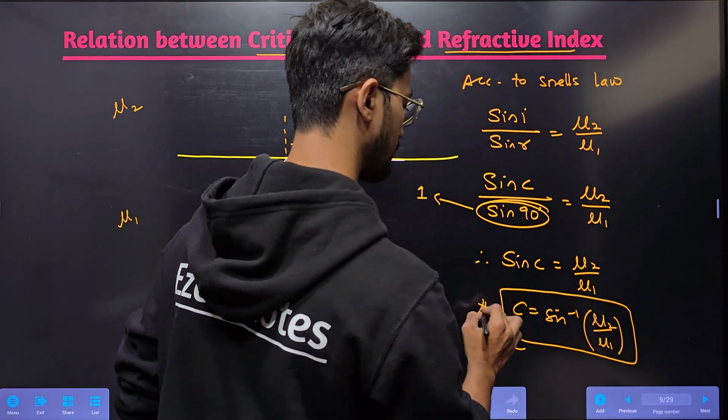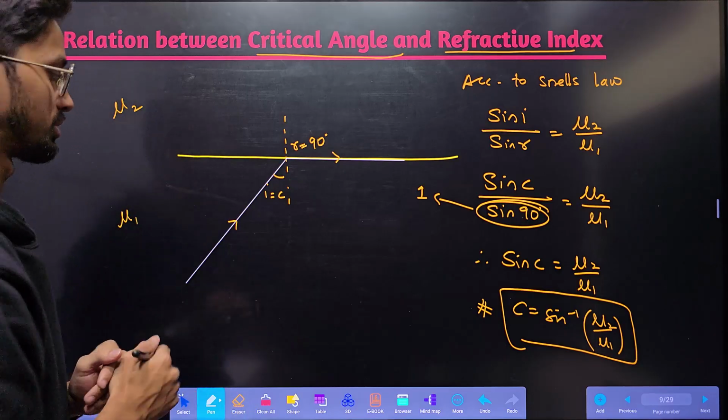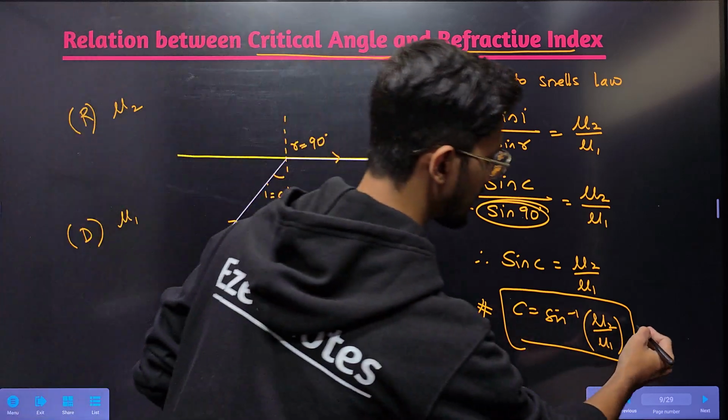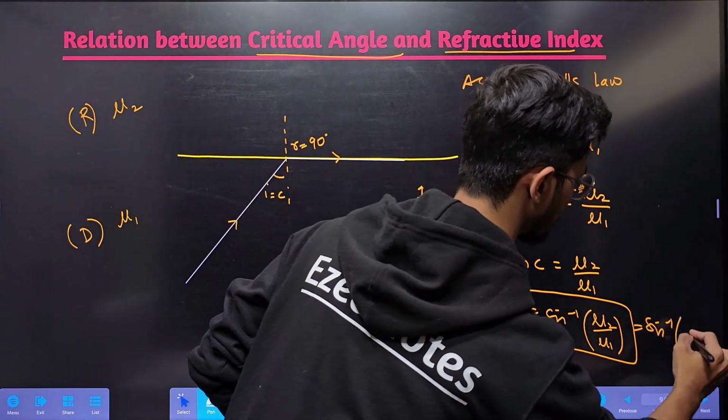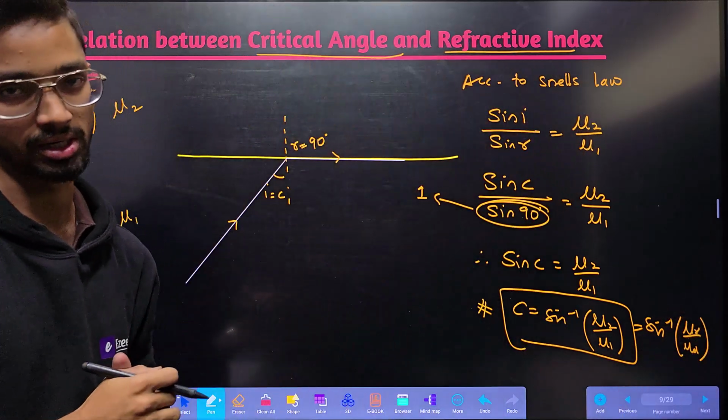Mu2 is the refractive index of the second medium, mu1 is the refractive index of the first medium. First medium is denser and second medium is rarer, or else we can write it as sin inverse of mu r upon mu d, rarer medium upon denser medium.